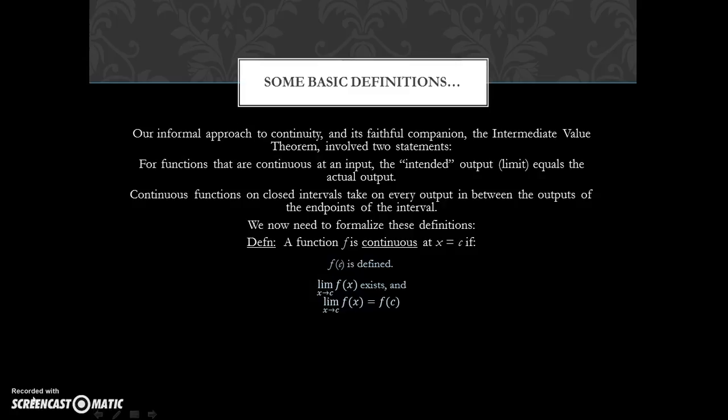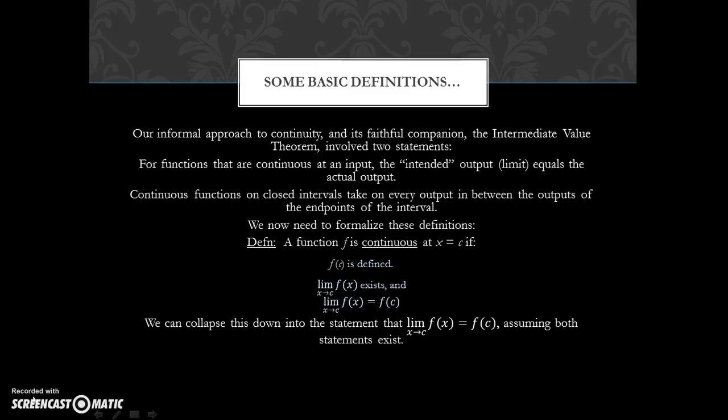A function is continuous at x equals c if f of c is defined, the limit as x goes to c of f of x exists, and the limit as x goes to c of f of x equals f of c. These are three statements which you need to have memorized. And they can be collapsed down into a single statement that the limit as x goes to c of f of x equals f of c, assuming both the left and the right side parts of that expression exist.